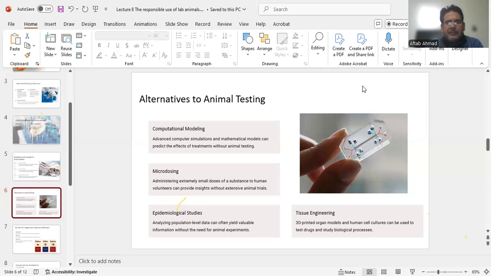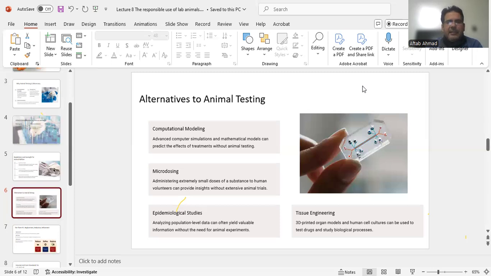Then another approach coming towards treatment and diagnosis is microdosing. As the name indicates, it is administering a very small amount of the substance to human volunteers. We don't directly test any drugs on humans. We have to test on animals, but we can do some in silico work through bioinformatics, and then use a very small, non-toxic quantity in humans and see the behavior of the cells.